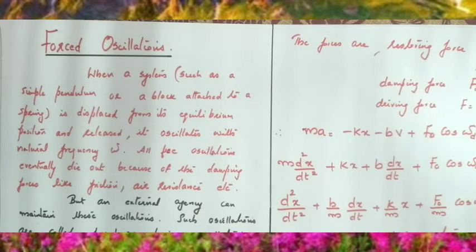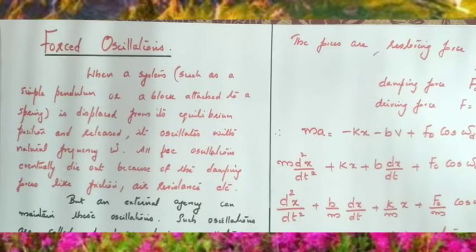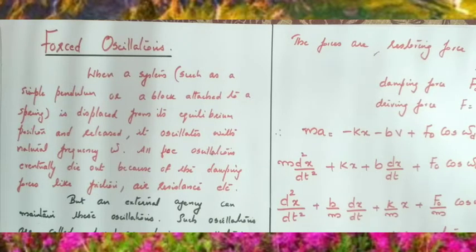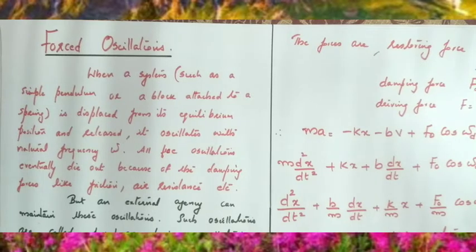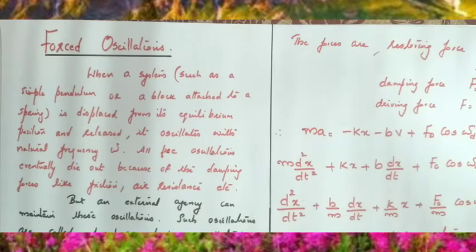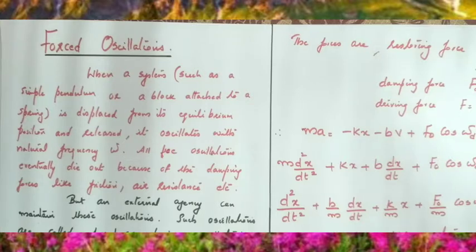Okay. So, if the amplitude decreases with time, that is called a damped oscillation. And in damped oscillation, whenever the amplitude decreases, if an external force is given periodically, the amplitude can be maintained. And such type of oscillations are called forced oscillations or driven oscillations.